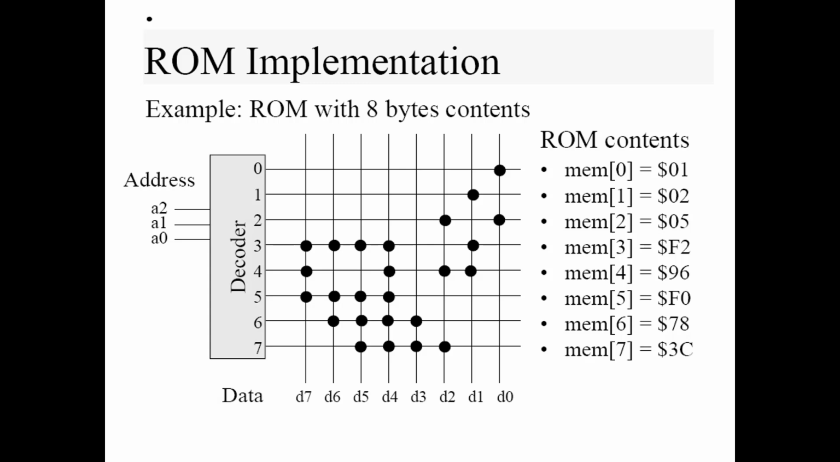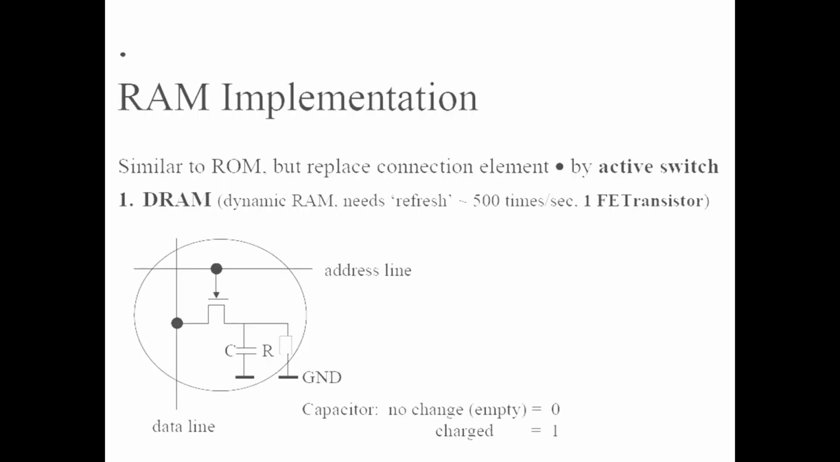In embedded systems, this addressing scheme allows the CPU to access specific bytes of data stored in the ROM. Each address line combination corresponds to a unique byte, enabling precise control over data retrieval. Dynamic random access memory or DRAM can be implemented using a single field effect transistor or FET and a capacitor. This design is known as a 1T-DRAM cell.